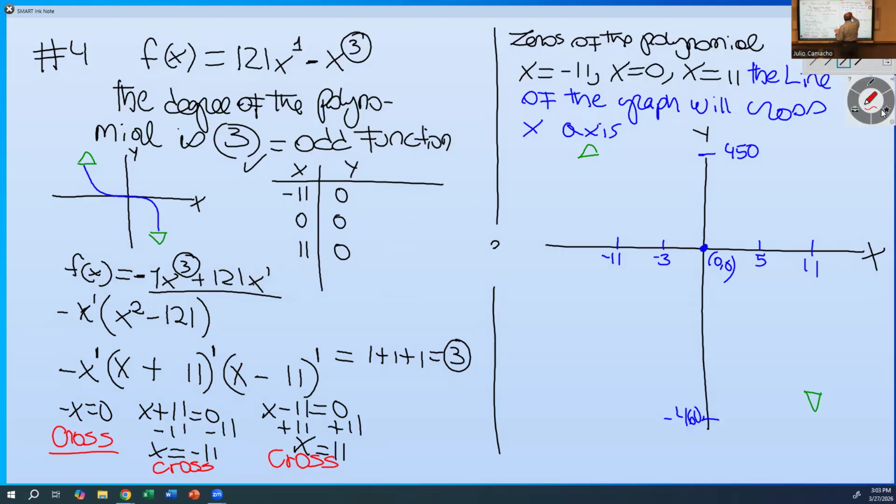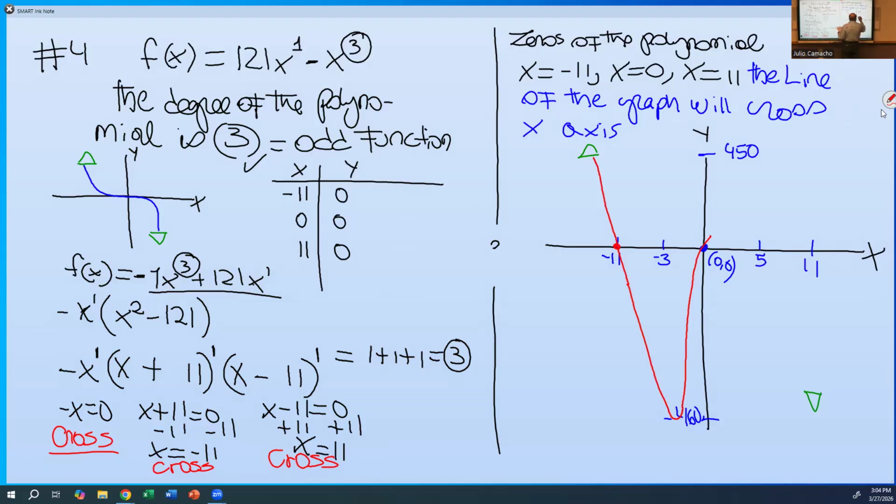See, this line is coming this way. It's crossing exactly right there. That is my first zero, no? When x is -11. It's going down until -3, 460. Then it's coming up again and it's crossing at 0, 0. We have the other 0 there.